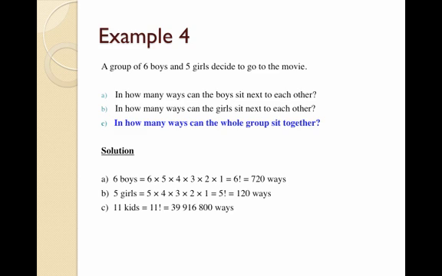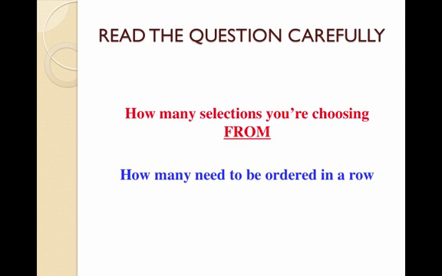What I need you to notice is that 11 factorial is not the same as just adding 6 factorial and 5 factorial. I know 6 plus 5 is 11, but if you add the 6 factorial and the 5 factorial together, you do not get 39 million. That's an important concept. I can't stress enough how important it is to read the question carefully. Work out how many selections you're choosing from, and then how many of those need to be ordered in a row. Good luck.